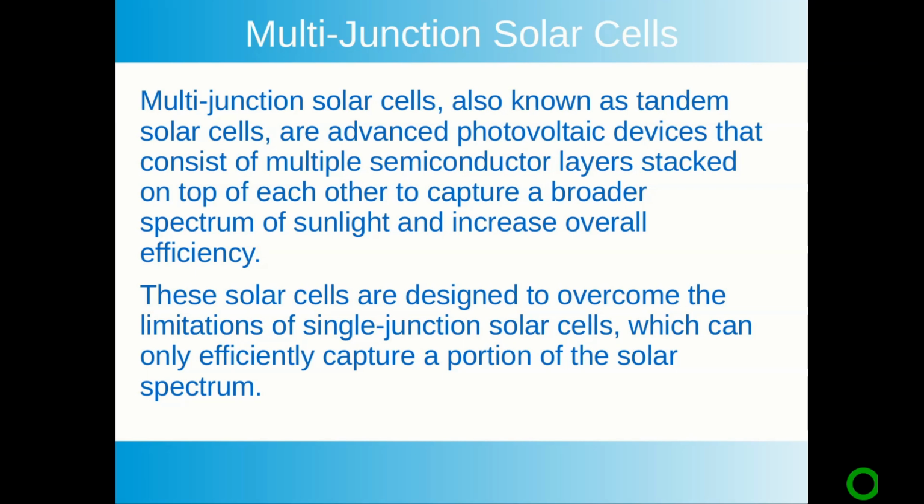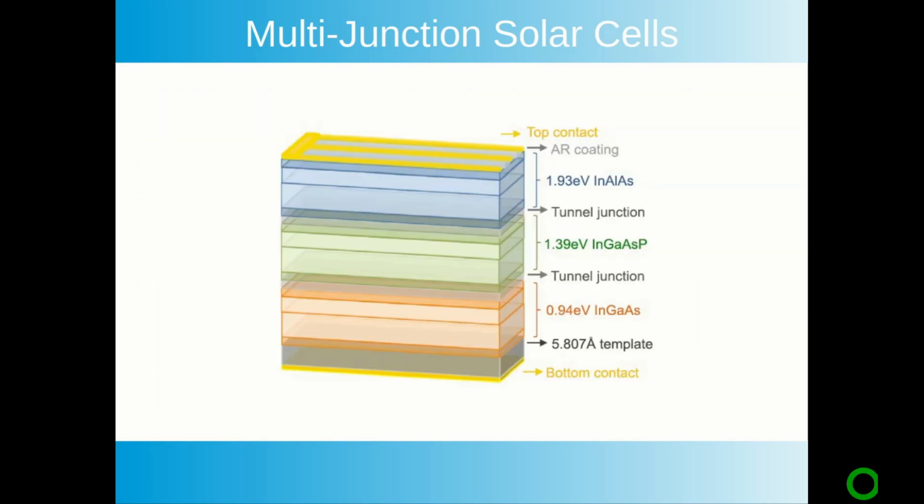Multi-junction solar cells and tandem solar cells are very similar terms. I'll try to separate them also. They are advanced photovoltaic devices which consist of multiple semiconductor layers stacked one on top of each other to increase the spectrum of sunlight that is absorbed and therefore increase the efficiency. Since mono and poly and thin film cells usually are single junction cells, they have a limit on the kind of absorption they can do.